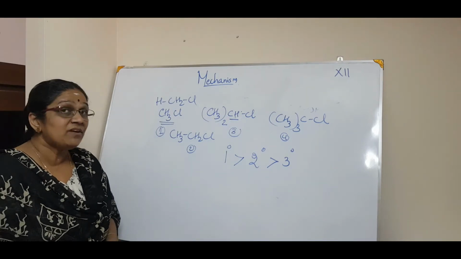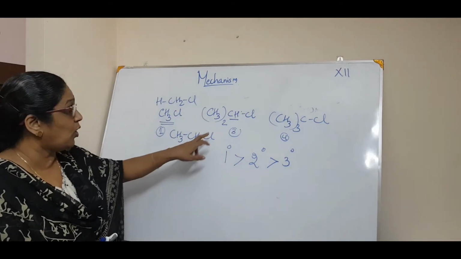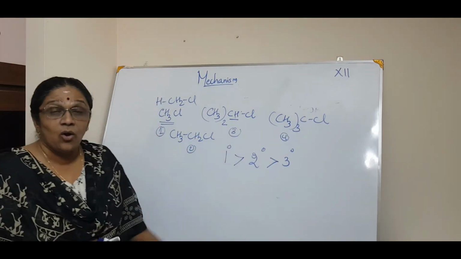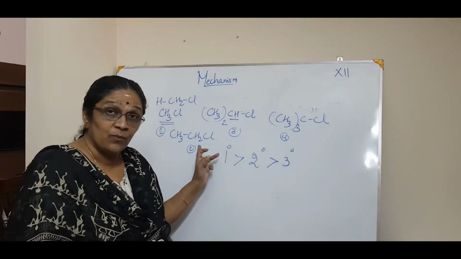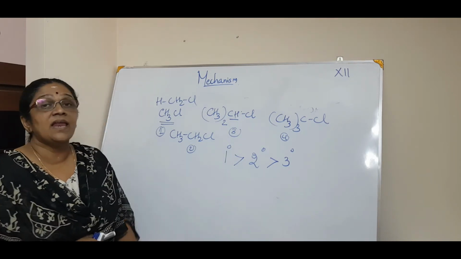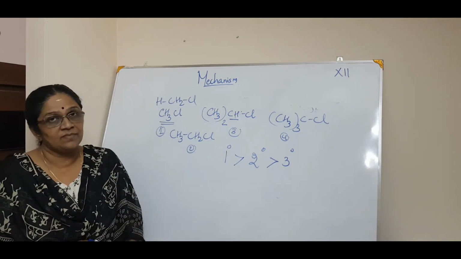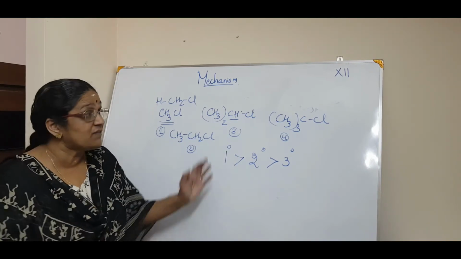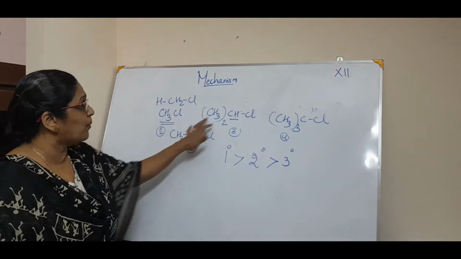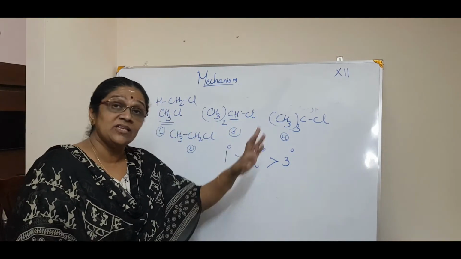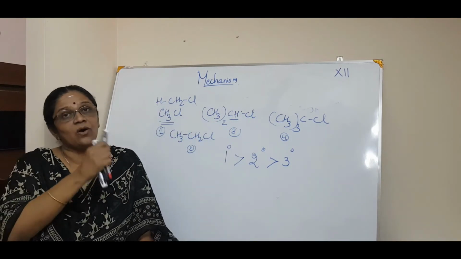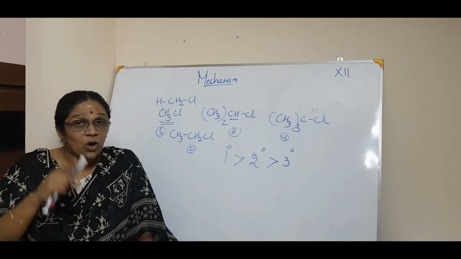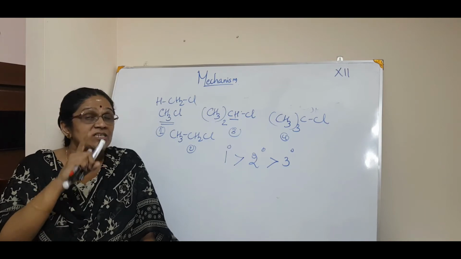So the question will be asked like this. You are given 2 compounds, CH3CH2Cl and (CH3)3CCl. Out of these 2 compounds, which one is faster in SN2 mechanism? See how the question comes. You are given 2 compounds or 3 compounds. If you are given 3 or 4 compounds, they will ask you to arrange the ascending order of reactivity for an SN2. So what will be the order of reactivity for an SN2 mechanism?